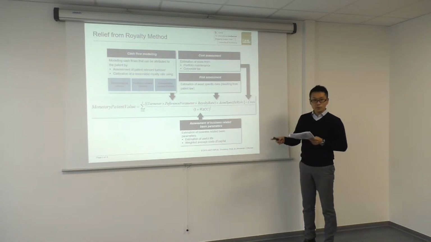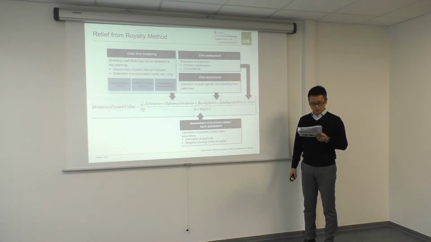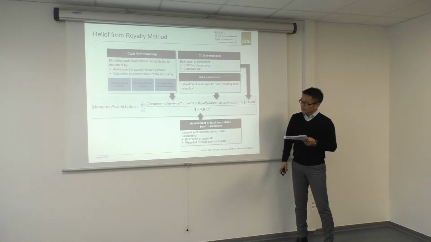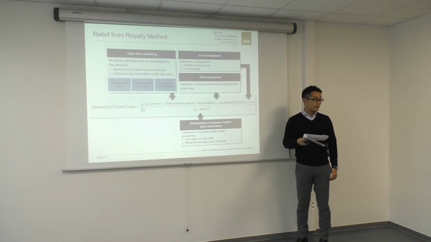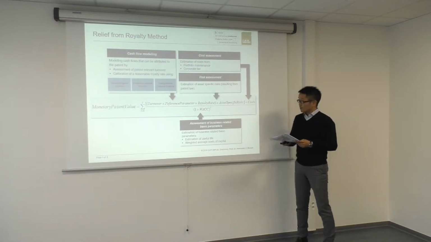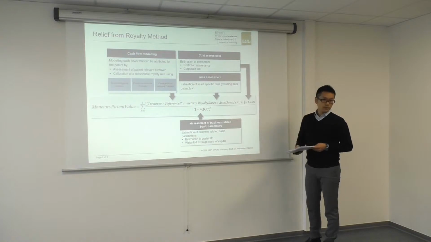For example, turnover. It corresponds to the turnover of the related product. And the preference parameter corresponds to the value add factor of the protected aspect of the entire product. And the royalty rate is a basic royalty rate.